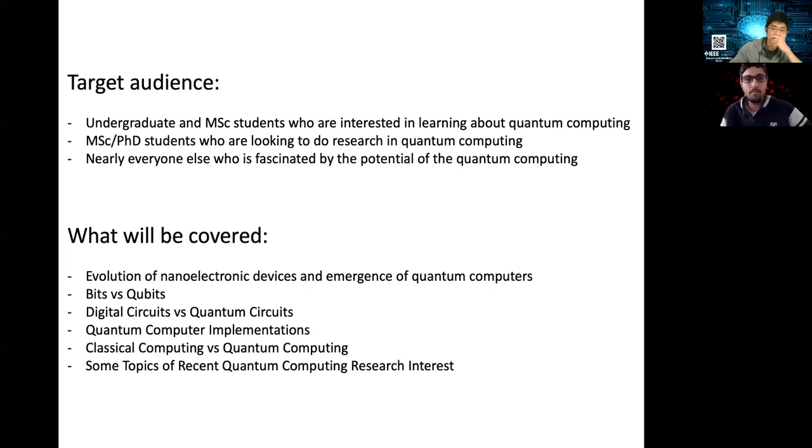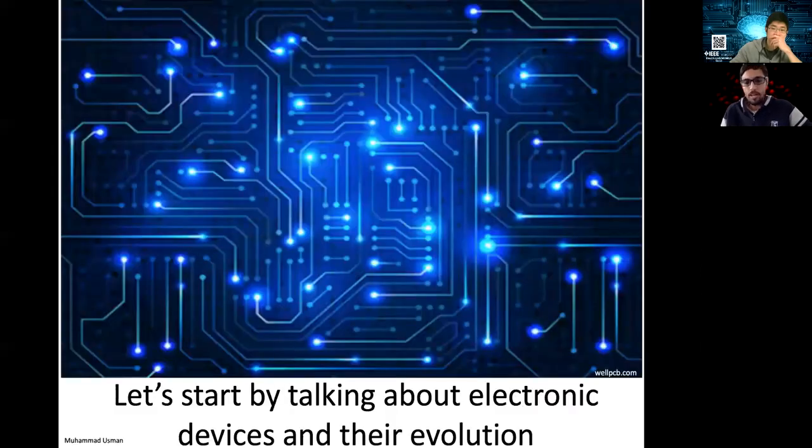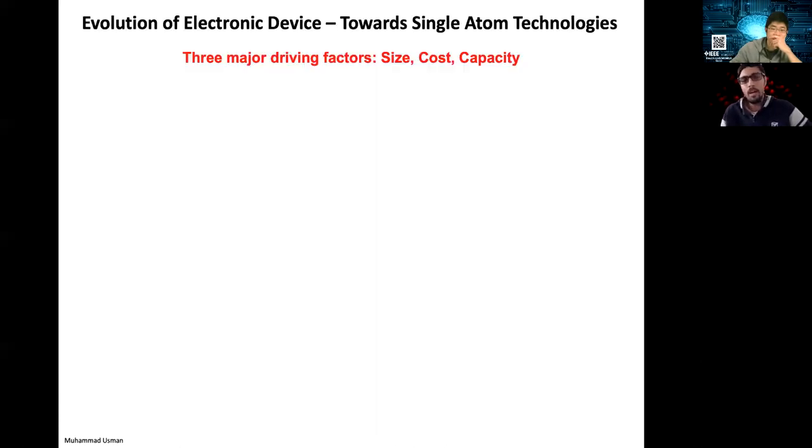Okay, so before we go to quantum computing, let's first talk about the evolution of nanoelectronic devices in the last few decades. And if you look at the progress, there are three major driving factors: size, cost, and capacity. So in the last few decades, all the progress in nanoelectronics has been around these three factors.